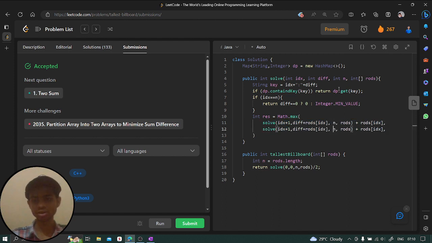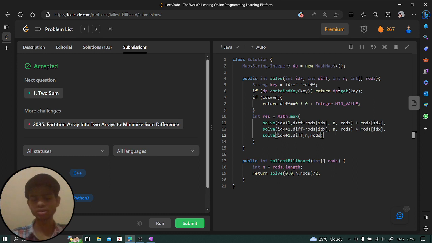Same we are going to do for the right side. And here just one thing we are going to do, which is difference minus road of x, which means we are going to add for the right side. After that we are going to say sol index plus one, difference, and rows, right? We don't want to take it. So when this is done, we need to use a Math.max because Math.max doesn't take three arguments, right? Fine. So we have done these things.